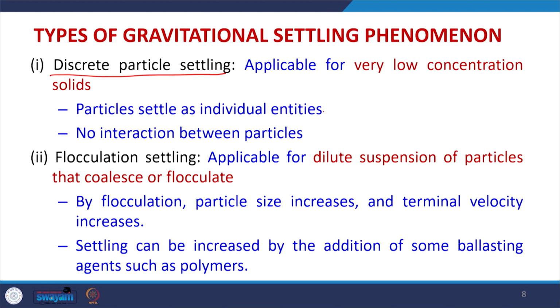Particles settle as individual entities, and no interaction occurs between the particles. So, this is discrete particle settling. Then we have flocculation settling, applicable for dilute suspensions of particles that coalesce or flocculate. By flocculation, the particle size increases and the terminal velocity also increases. So, settling can be increased by the addition of some ballasting agents such as polymers or other flocculants.